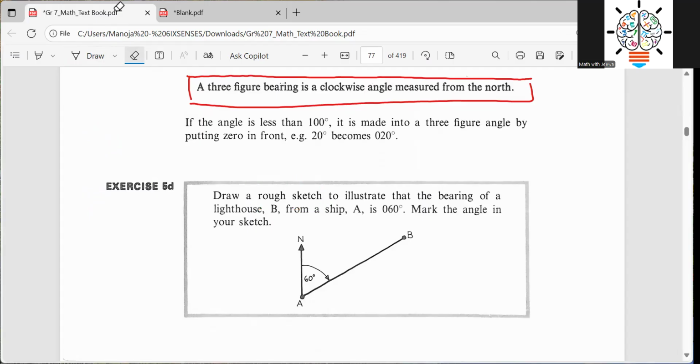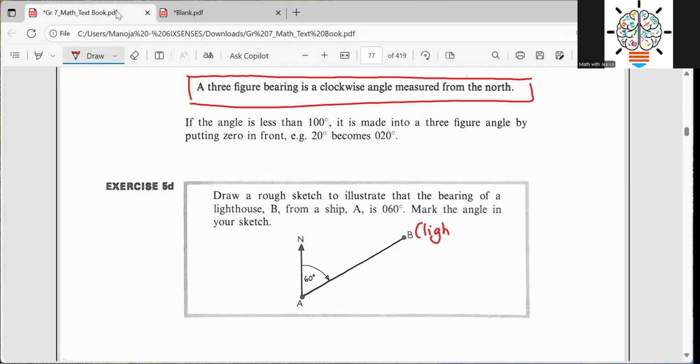And illustrate that the bearing of a lighthouse B, this is the lighthouse, right? Lighthouse B from ship A. When you hear the word from, you should always have the north direction with it. Is 60. See the way they have written 060, 0, 6, 0, but when we are marking the diagram, we just show 60. Mark the angle in your sketch.